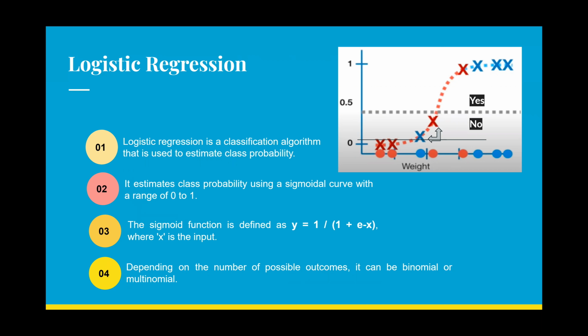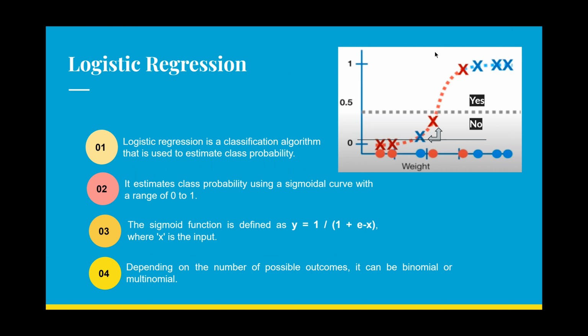This method is advantageous because it ensures that probabilities are bounded and cannot be negative or greater than 1. Logistic regression can be binomial, where there are only 2 possible outcomes, or multinomial, where there can be 3 or more possible outcomes. So in this logistic regression with a threshold value of 0.5, we can see that the above 4 points are classified as yes and the below 4 points are classified as no.